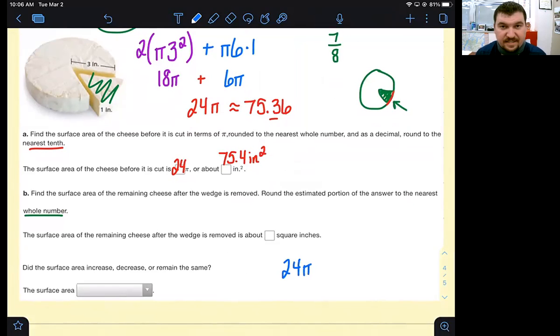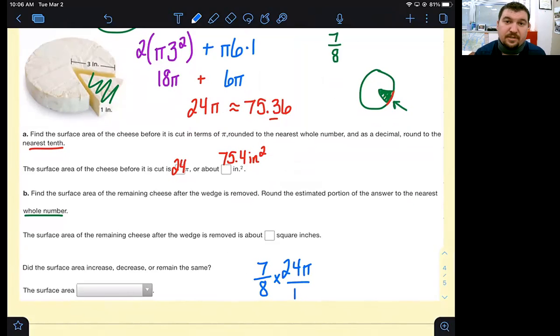I'm going to find 7/8 of that. Again, if you're wondering why he keeps saying 7/8, 1/8 of the circle's missing, so 7/8 of it is still there. Okay, so I'm going to find what 7/8 of my answer is, and I'm going to turn 24 pi into a fraction.